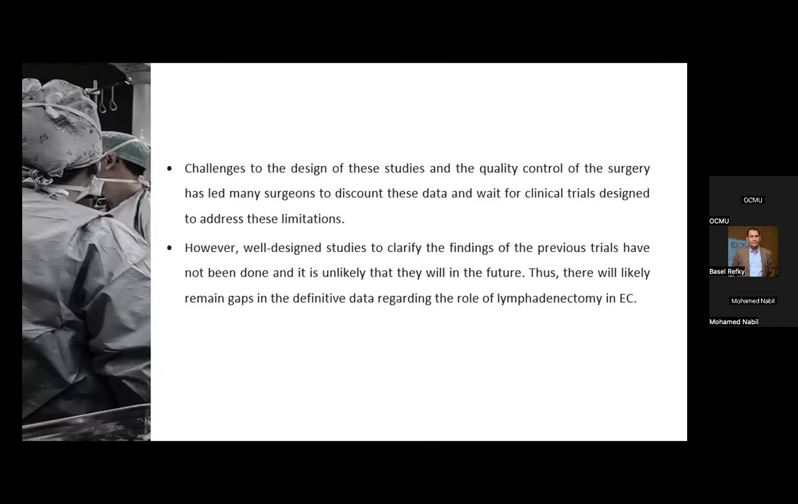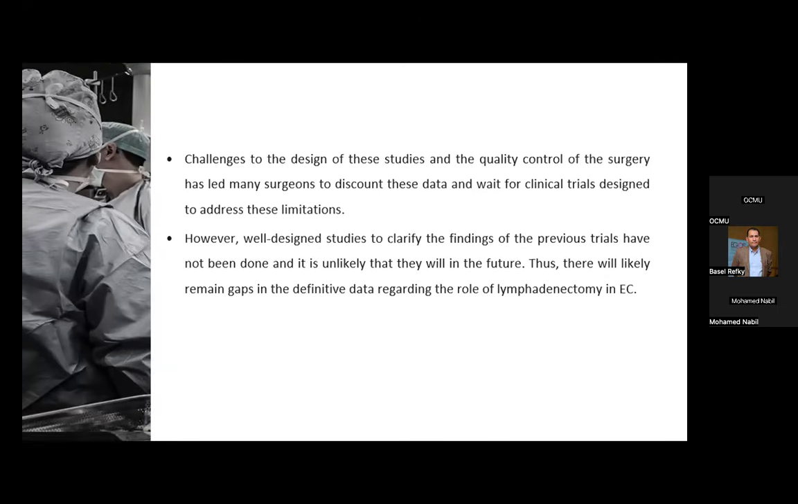So the challenges to the design of these studies and the quality control of the surgery have led many surgeons to discount these data and wait for clinical trials to address these limitations, since we don't need to do lymphadenectomy on all of our patients.